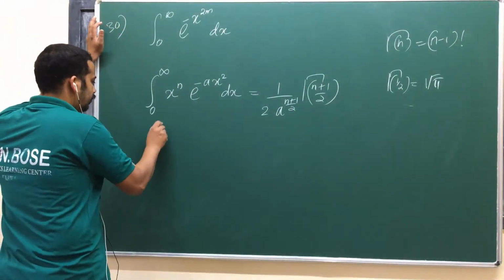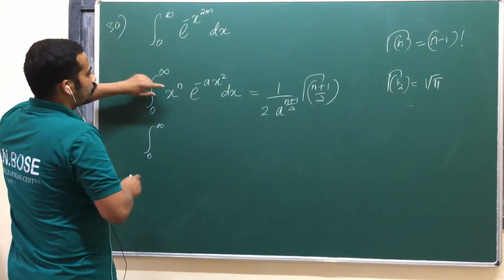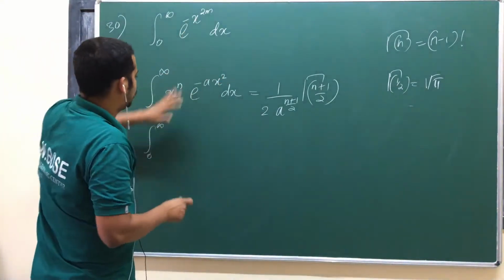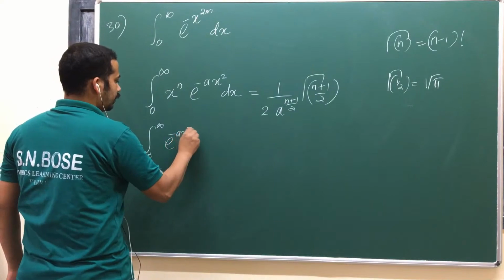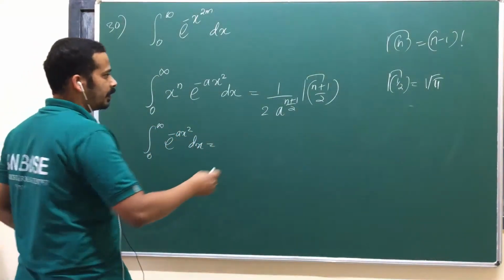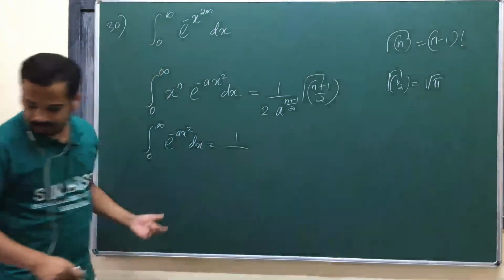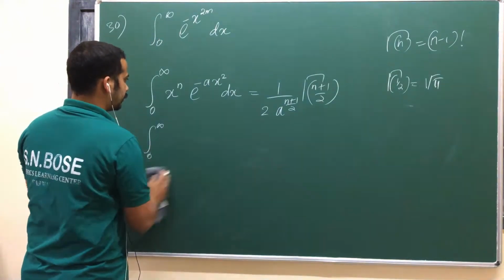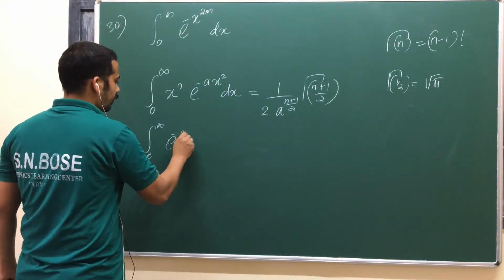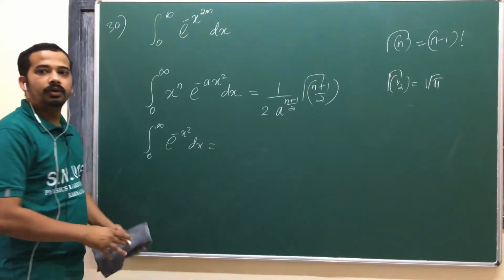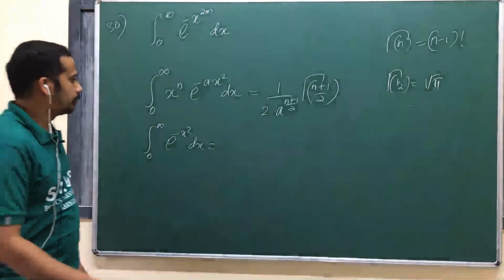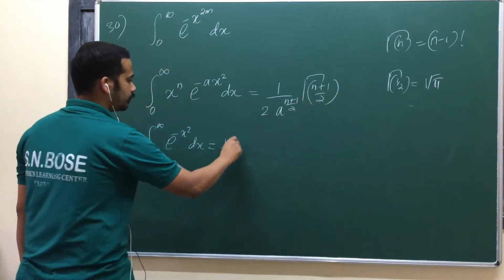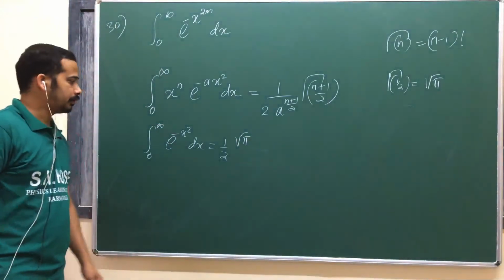So now look at here. I'll take n equal to 0 here, integral from 0 to infinity of e power minus a x square dx. I'll take a equal to 1, because this is very simple. So e power minus x square dx, what is this one? It is 1 by 2, a is 1, gamma of half is root pi. Root pi by 2.